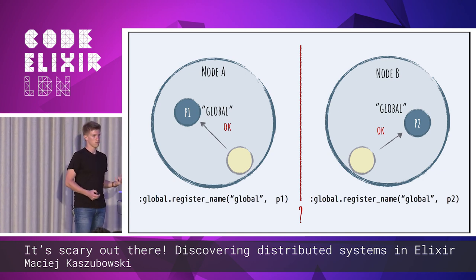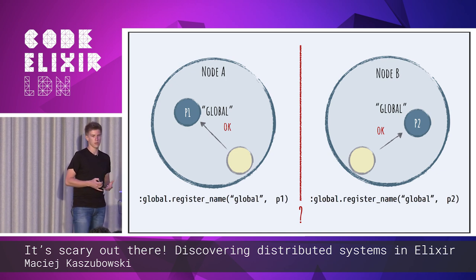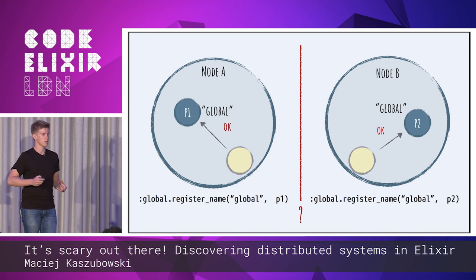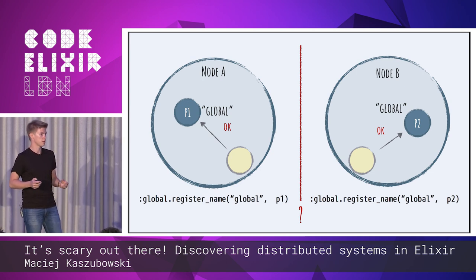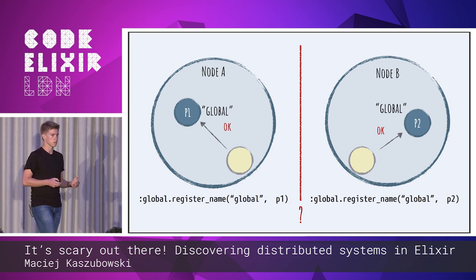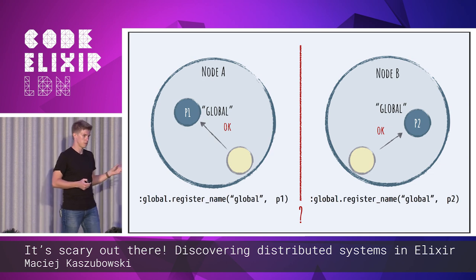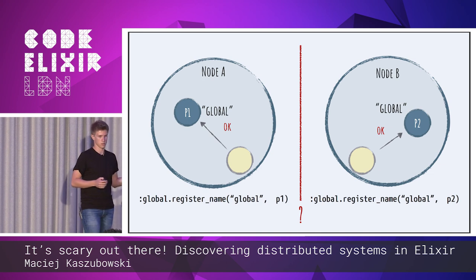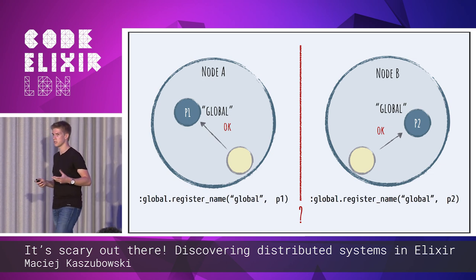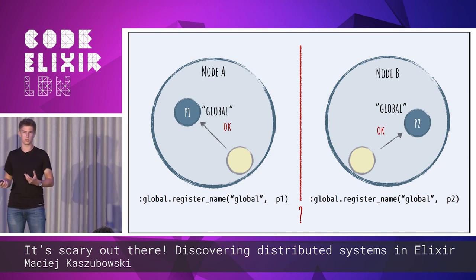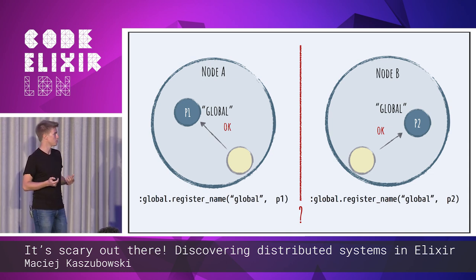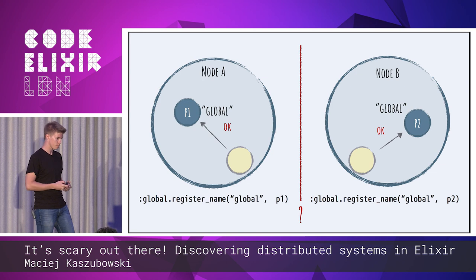In some situations, it may be okay. But when you, for example, want to have a global counter that sits on some process on some node, this situation where you have multiple processes running under this global name may produce different bugs that you should try to avoid.